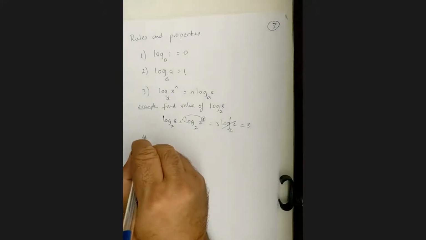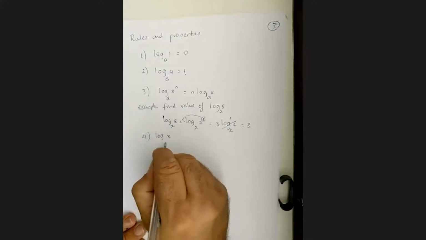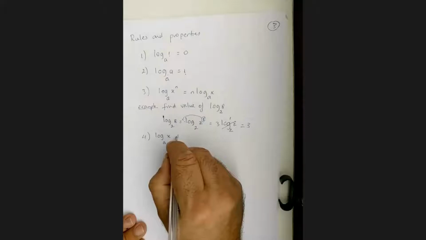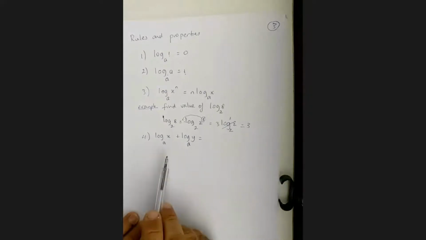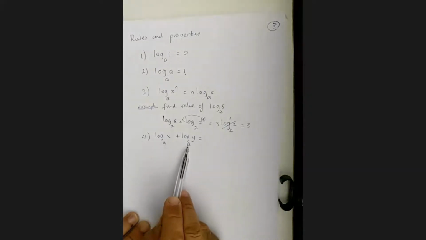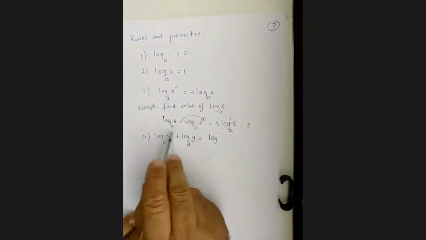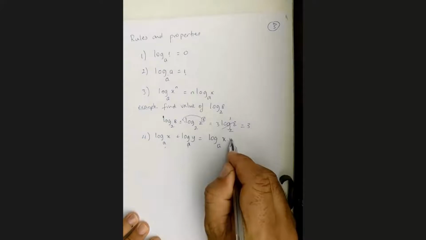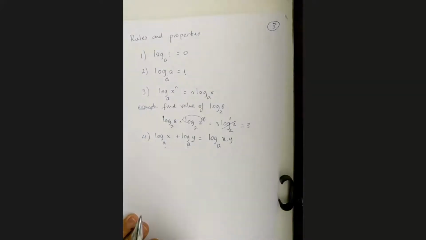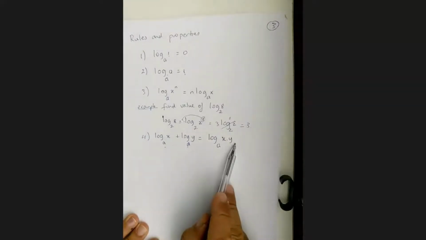Now, rule number 4. Logarithm of x to base A plus logarithm of y to base A is equal to. If bases are equal and we have addition sign, we can write that one in the form of logarithm of x times y to base A. Bases are equal, addition. We can write it as a single logarithm here with multiplication.